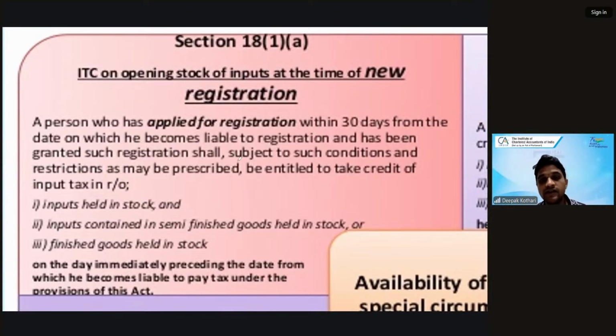Now the officer will give you registration. No problem. Since you have applied on time, you will be entitled to take credit of input tax in respect of inputs held in stock, inputs contained in semi-finished goods and finished goods on the day immediately preceding the date from which he became liable to pay tax. Immediately prior to the date from which he became liable to pay tax. When did I become liable to pay tax from? Which date am I liable to pay tax from?